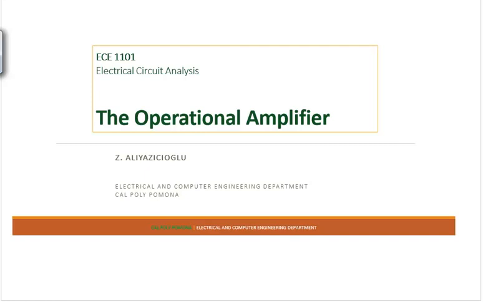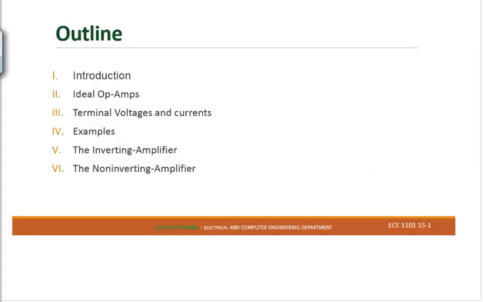Hi, in this section we will talk about the operational amplifier. First, we're gonna give some introduction. Then we'll talk a little bit about the ideal operational amplifier. We'll talk about the relation of current and voltage on the operational amplifier. We give two examples, one is an inverting amplifier, the other one is a non-inverting amplifier, so you can see the difference.